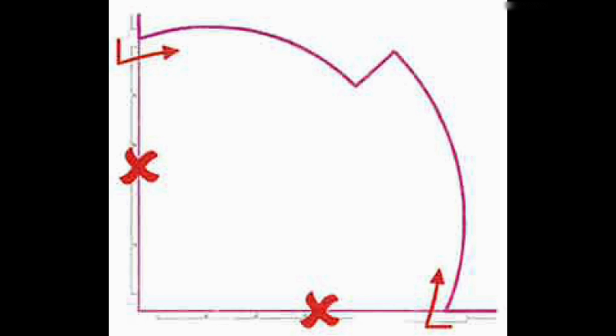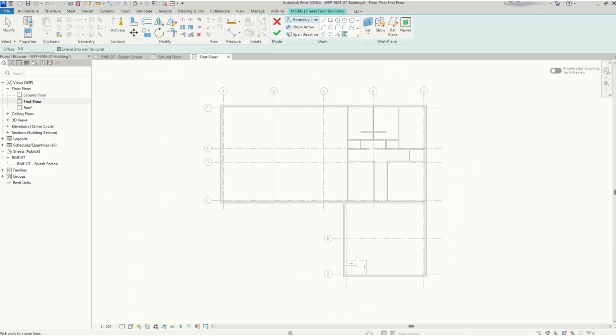Step 24. Draw lines or arcs to define the stairwell opening exactly as shown in the reference drawing. Step 25. Ensure your floor boundary is a closed loop, then click Finish Floor.